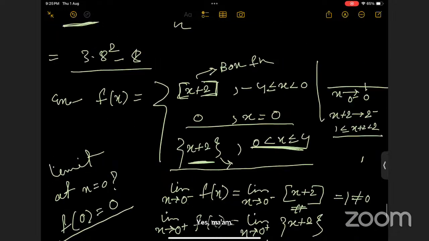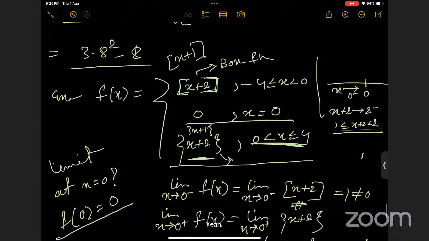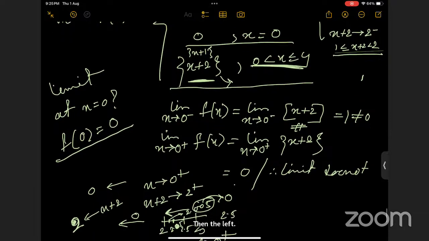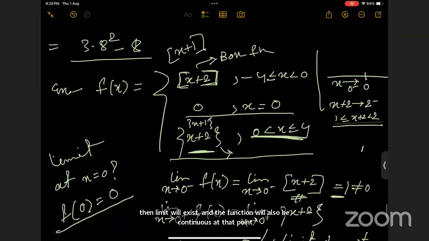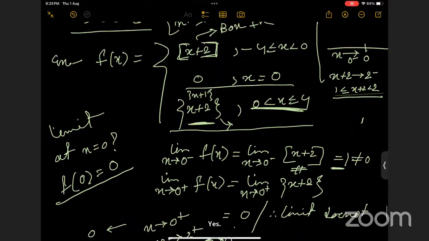What if we change the function x to x plus 1? Then what will be the case? At x equal to 0 only, ma'am. Yeah, the limit exists. The left side function becomes 0. Then the function is 0, right? Yes, ma'am. So then the limit will exist and the function will also be continuous at that point, right? Yes. But the function is not differentiable. Okay, we will talk about differentiability later.